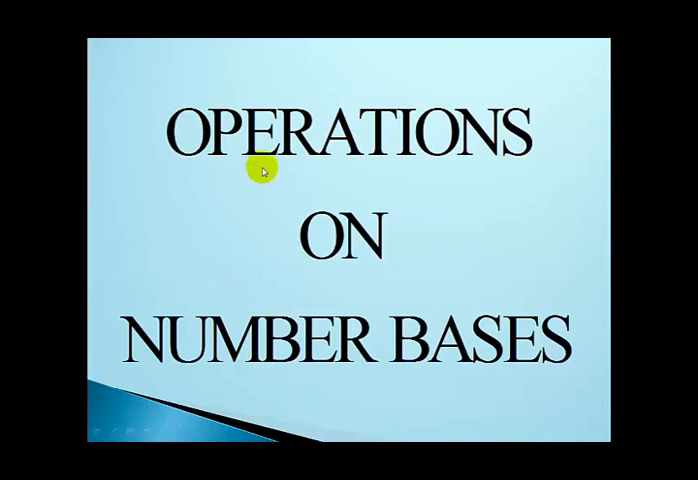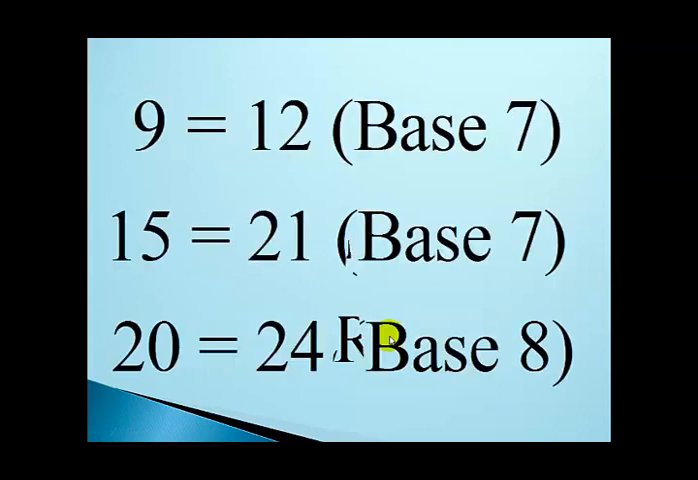Now let's look at operations on number bases. Now 9 is equal to 1, 2 base 7. Why is 9 equals 1, 2 base 7? How many groups of 7 do we get in 9? We have only one group, and the remainder is 2. Normally we write the remainder first before the number of groups. So take note. 15 equals 2, 1 base 7.